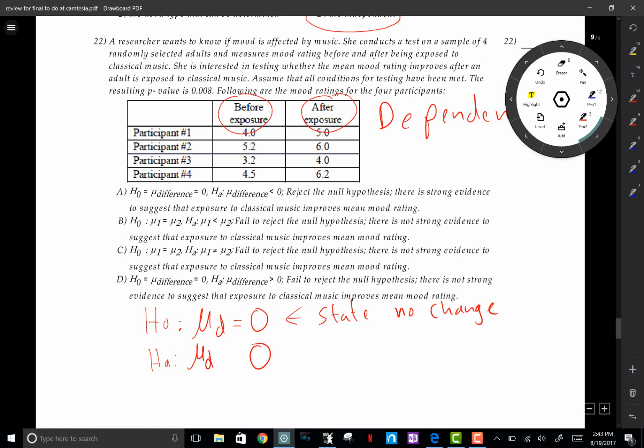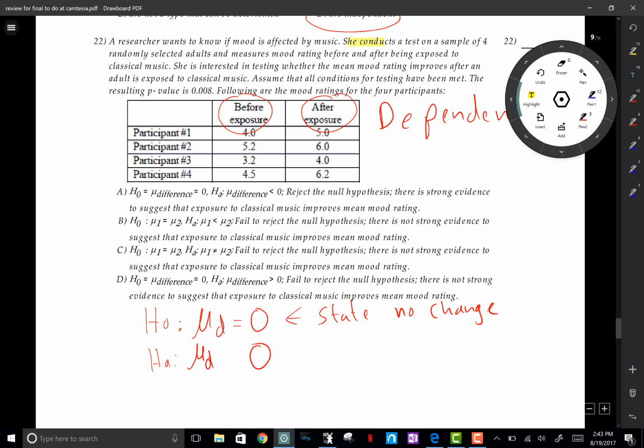So for this one, you first want to figure out how they subtracted it. Because depending on how they subtract it, a positive could mean that they lost weight, or a positive could mean that they gained weight. So you want to see if they subtracted the before minus the after, or the after minus the before. So let's see how they conducted the experiment.